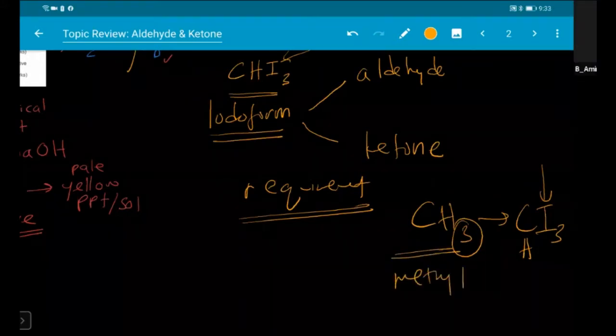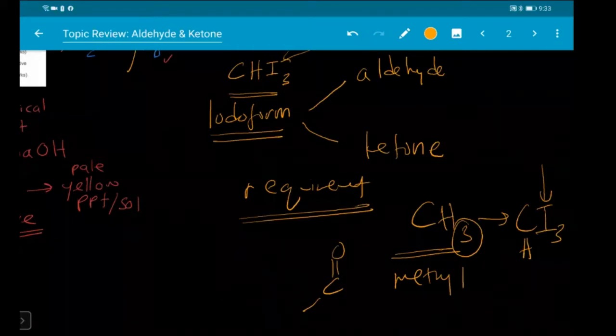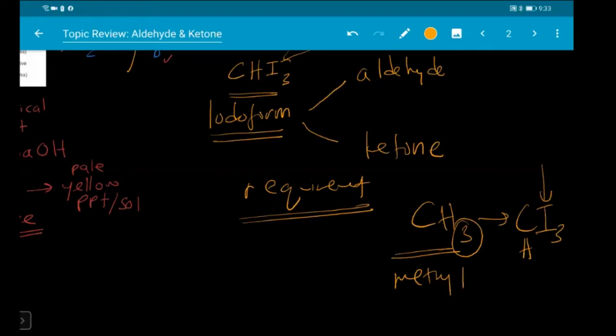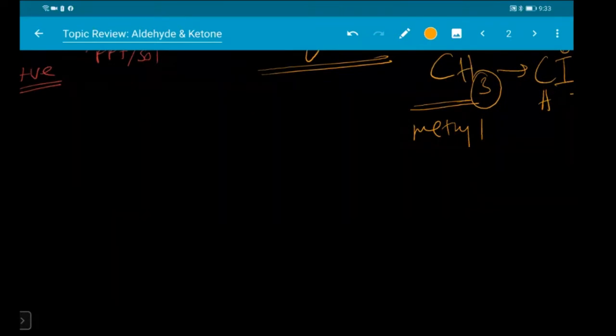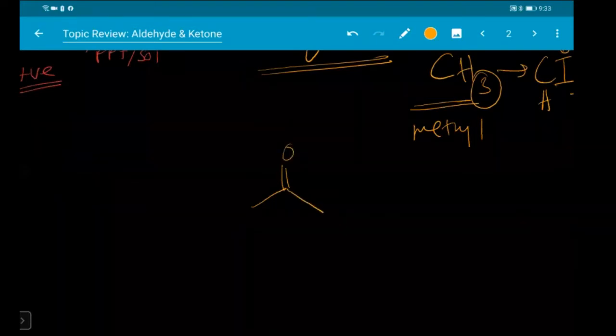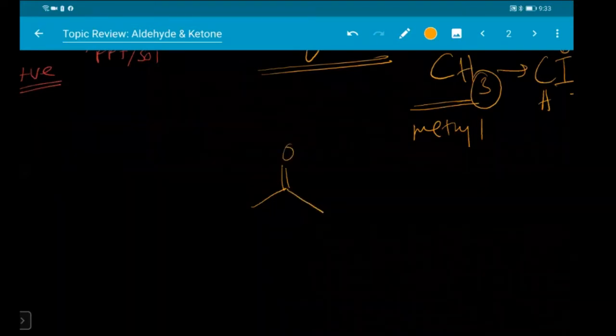That's why perlu ada methyl group. It must be a methyl group which is located next to the C double bond O. So, macam ni contoh dia. Okay, baru tindak balas tu boleh berlaku untuk iodoform. Contoh lain untuk iodoform. Alright, this is acetone. Just now, contoh pertama saya bagi tadi kan. Okay, this is acetone.